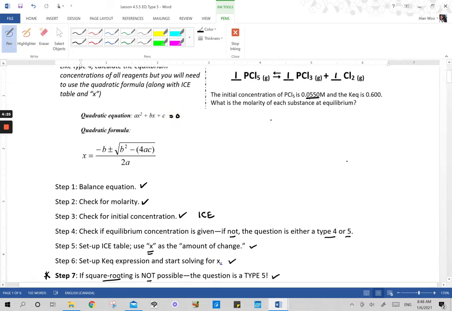Once we have that, what we actually want to find out is our a, b, and c values, because we're going to use those values to put into the quadratic formula. And when we put them into the quadratic formula, the whole point is to solve for X. So let's get started with this particular example.